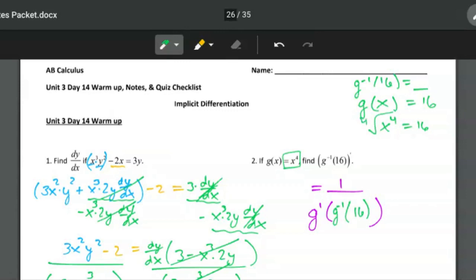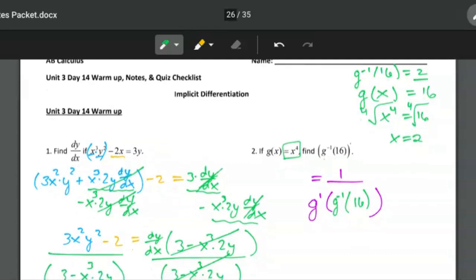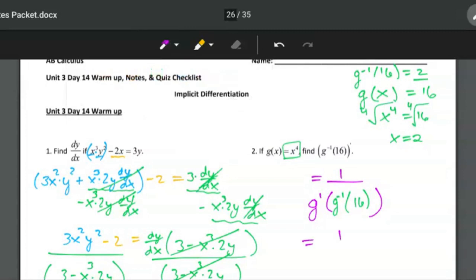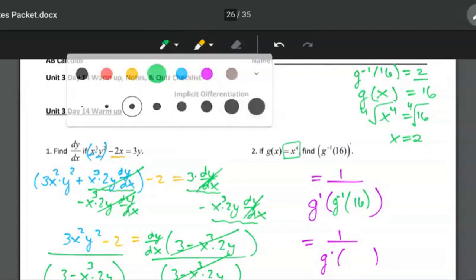Take the fourth root of both sides. You get x equals, think about what number you can multiply by itself 4 times to get 16. Think 2 times 2 is 4, times another 2 is 8, times another 2 is 16. So it is 2. So that x value is 2, or otherwise, the inverse of 16 is 2. So we can keep going here. 1 over g prime. All right, we said the inverse of 16 equals 2.